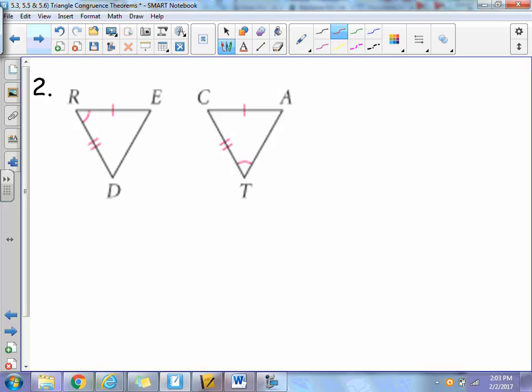So is number 2 SSS? What do you mean, SAS? Here I see SAS. I would agree with you. Does this one say SAS? No. Okay, what does this one say? ASS. Do we have an ASS one? No, we don't. Does the order match? No. So are they congruent?